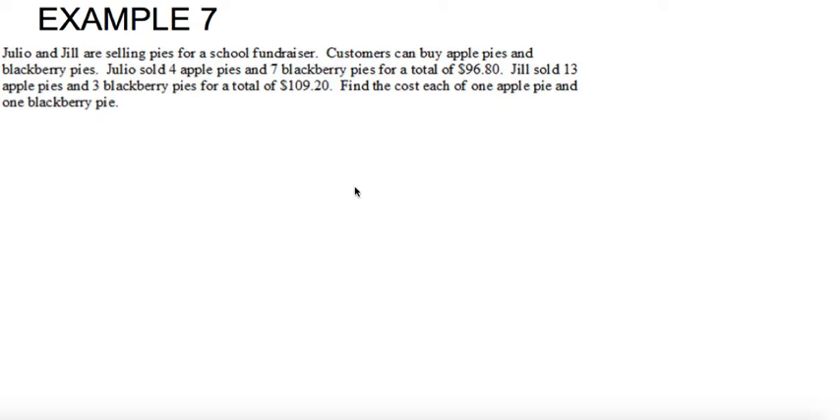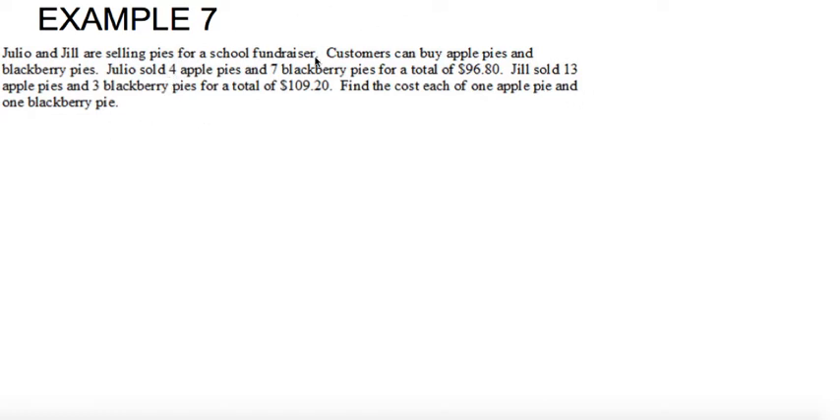All right, example 7, solve the system in a word problem format. So first what we're going to do is read. Julio and Jill are selling pies for a school fundraiser. Customers can buy apple pies and blackberry pies. Julio sold 4 apple pies and 7 blackberry pies for a total of $96.80. Jill sold 13 apple pies and 3 blackberry pies for a total of $109.20. Find the cost of each of 1 apple pie and 1 blackberry pie.